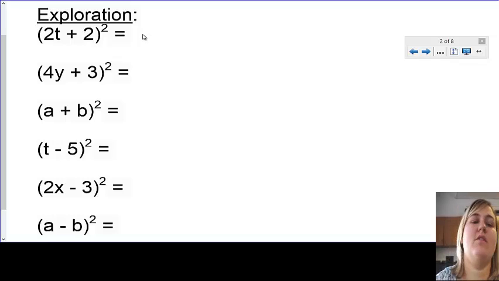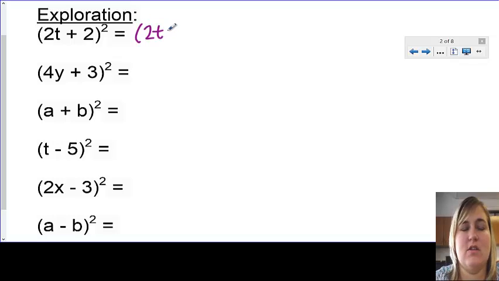Okay, so on the first one, I want you to remember that whenever we're squaring a quantity, we can't just distribute this because it's not being multiplied. Because of this addition sign, we actually have to write it out as this quantity of 2t plus 2 times itself. Now when you have something like this, you should be thinking that you need to FOIL. Remember that FOIL means first, outside, inside, last.